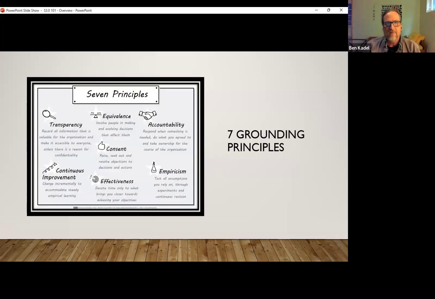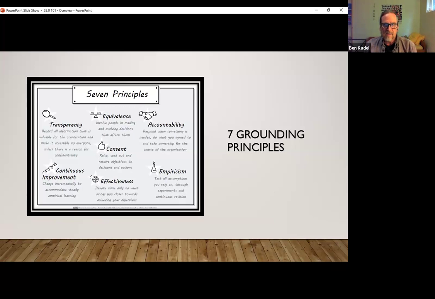So these are the 7 grounding principles of sociocracy, and really the core are equivalence and consent. I really feel like this is the heart of the principles. Equivalence is a recognition that people who are affected by a decision should have some role in shaping those decisions. And the consent part of it is that no one should have an agreement or a decision forced on them that is going to cause them undue hardship that they can't live with.